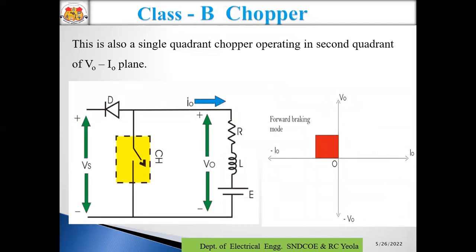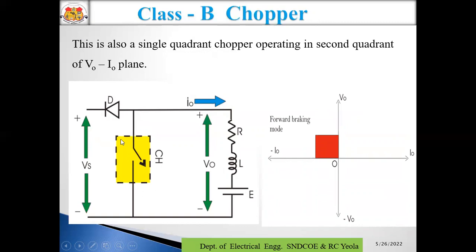Now our last topic is the class B chopper. From today's lecture, we will discuss only two types of chopper, class A and class B. So the class B chopper is also a single quadrant chopper, operating in the second quadrant of the V0 and I0 plane. In that diagram, you can see the circuit diagram.